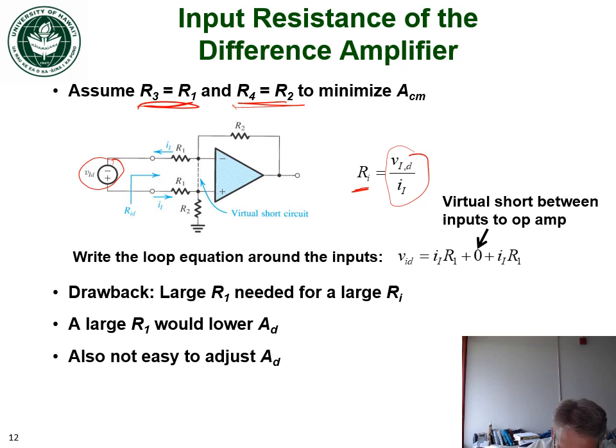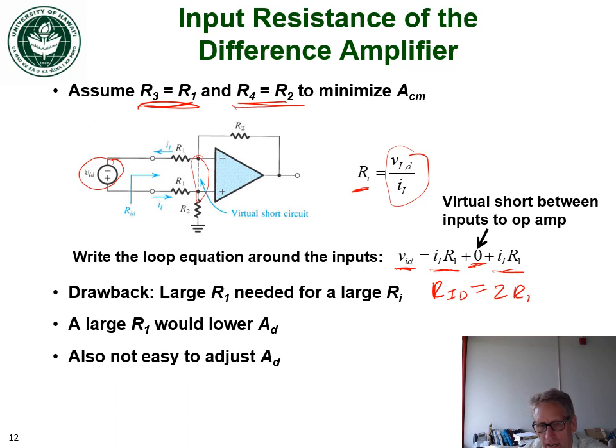So we notice here that we have this virtual ground right here. So this kind of sets up a nice loop for us. And we can say that VID is just the voltage drop around this loop, which is I1 R1, and we have 0 because of this virtual ground, and then I1 R1 again. And so if we take the ratio, all right, we get that RID, the differential input resistance, is just equal to 2R1.